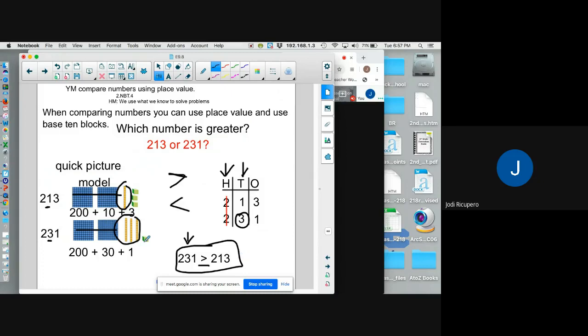Some people like to use the alligator. They say that the alligator's mouth wants to eat the biggest number. So the mouth is open. So right here looks like the opening of a mouth and the alligator going chomp, chomp, chomp. So the mouth would be facing the greatest number. So you could use my way or the alligator way. I like my way, pointing to the number and making fun of it.